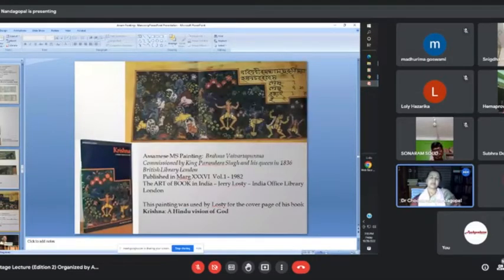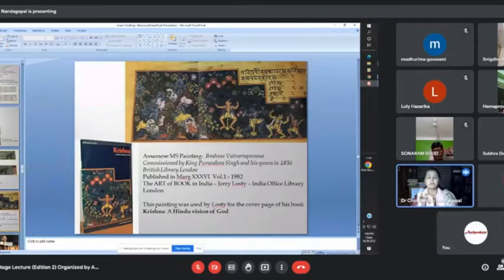Now this is a painting most of you must have seen. It is a folio of the Brahma Vaivarta Purana. It was commissioned by Purandara Singha and his queen in 1836. It's not available in Assam today. It is available in the British Library, London. This particular painting was published in Marg, volume 36, number 1, in 1982.